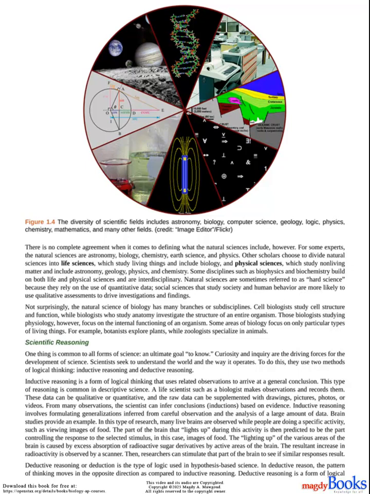There is no complete agreement when it comes to defining what the natural sciences include, however. For some experts, the natural sciences are astronomy, biology, chemistry, earth science, and physics. Other scholars choose to divide natural sciences into life sciences, which study living things and include biology, and physical sciences, which study non-living matter and include astronomy, geology, physics, and chemistry. Some disciplines such as biophysics and biochemistry build on both life and physical sciences and are interdisciplinary.